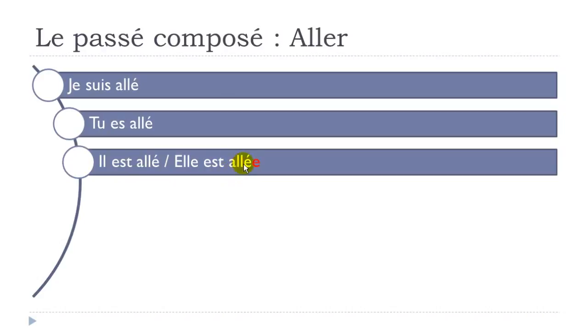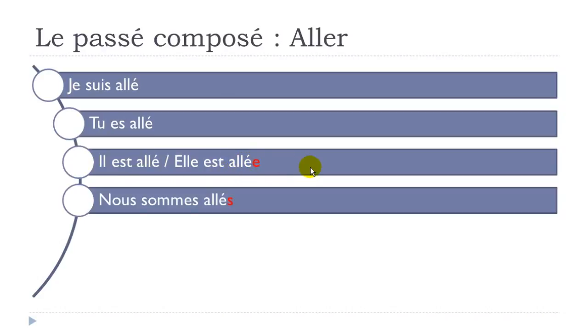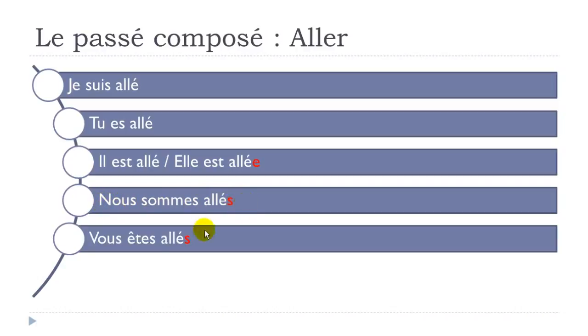So aller is pronounced the same way, but still you have to write it. Same thing if you put the plural form: you will have to add this s mark of the plural at the end of your participe passé form here. Nous sommes allés. You don't pronounce it, but you write it. Nous sommes allés. Vous êtes allés. Same thing here. You put it, but you don't pronounce it.